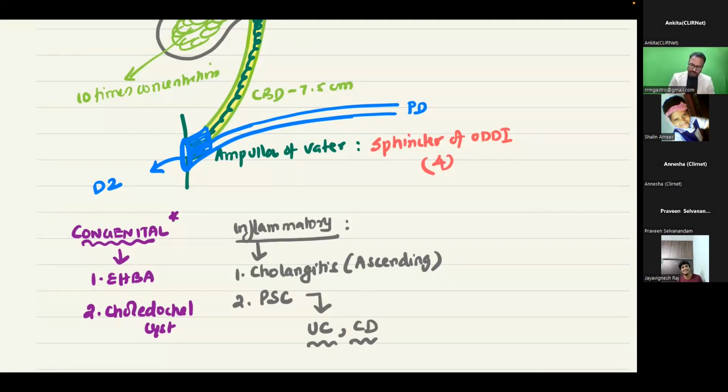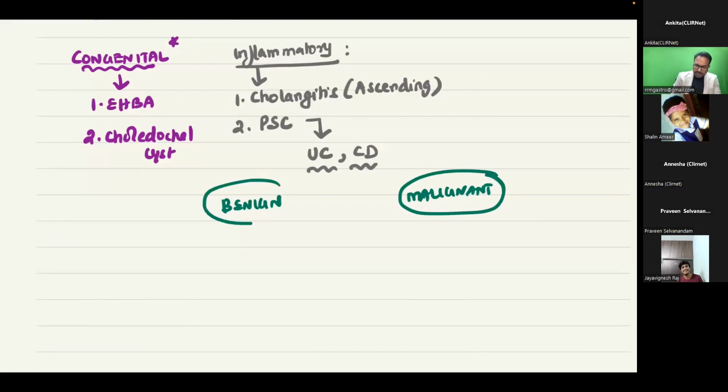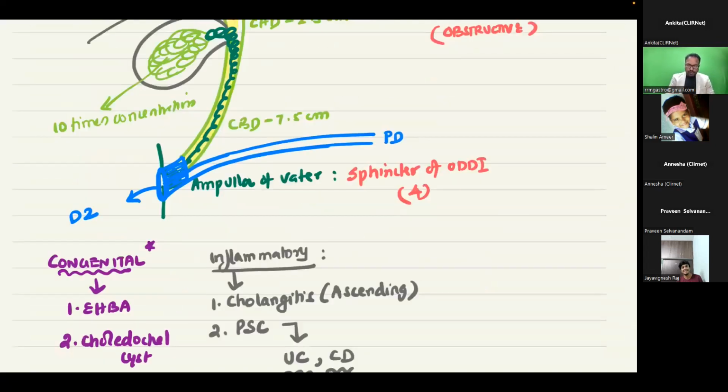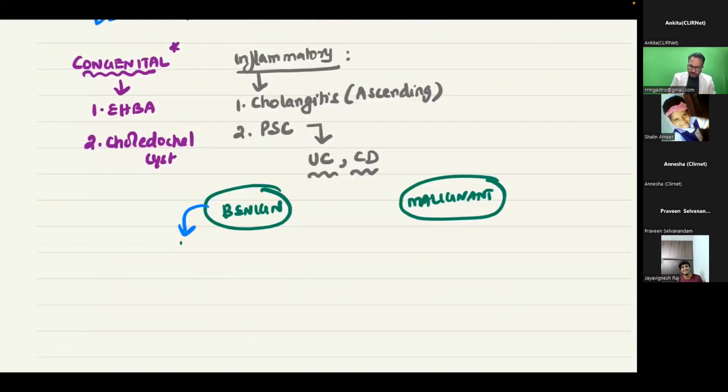What is the common cause? Please remember the two common causes you should not forget: the benign causes of obstructive jaundice and the malignant causes of obstructive jaundice. Let me divide them into two. What are the benign causes of obstructive jaundice? Very common is a stone from the gallbladder that has gone and got obstructed in the bile duct. That is the most common benign cause, known as a CBD stone.